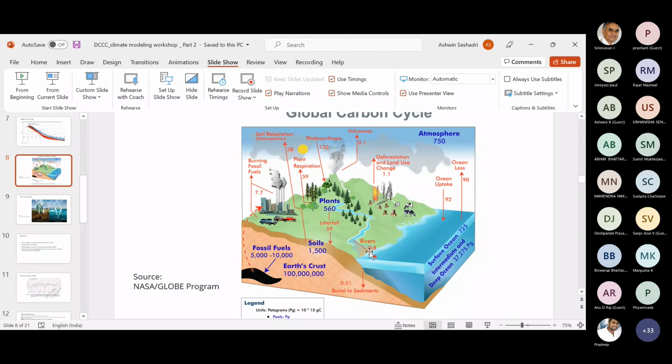So best estimates at the time of this writing were that deforestation and land use change is giving CO2 out to the atmosphere, but we don't know exactly how much, right? And therefore this number, this 1.1, is very uncertain. Have I answered your question?